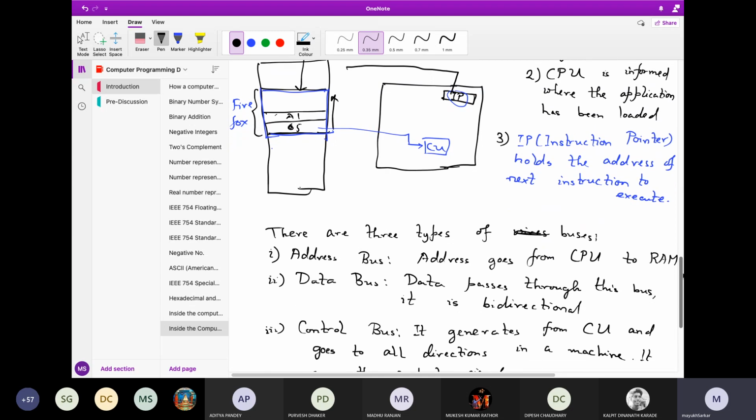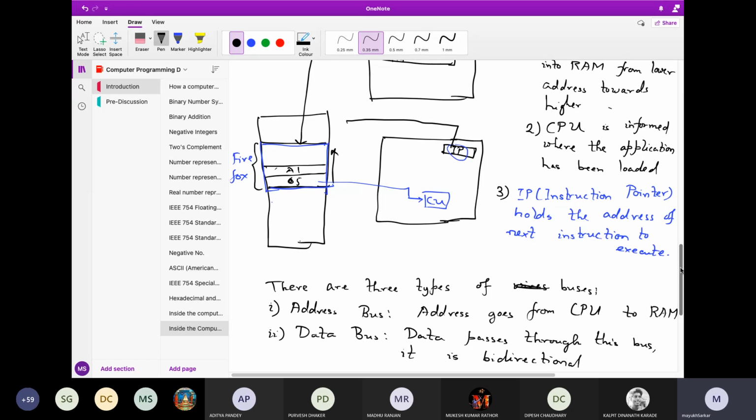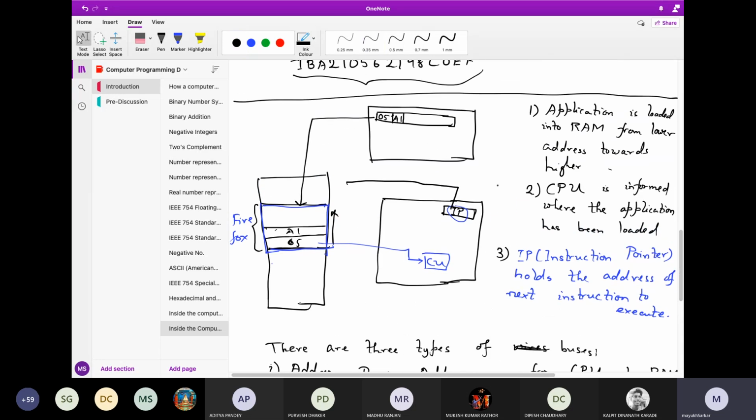Okay, so instruction pointer, as you can remember what I discussed in the previous class, holds the address of the next instruction to execute. That means whenever the operating system brings the application into the RAM, it informs the processor that yes, the application is loaded at this address, start executing from this address. That's it.